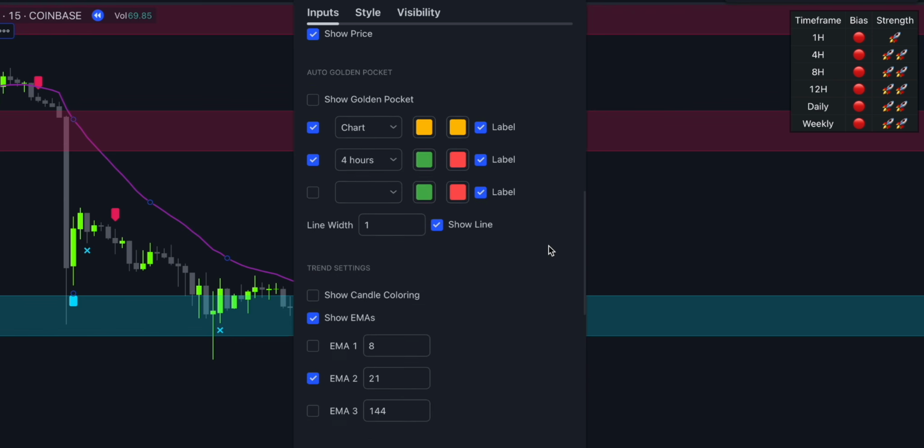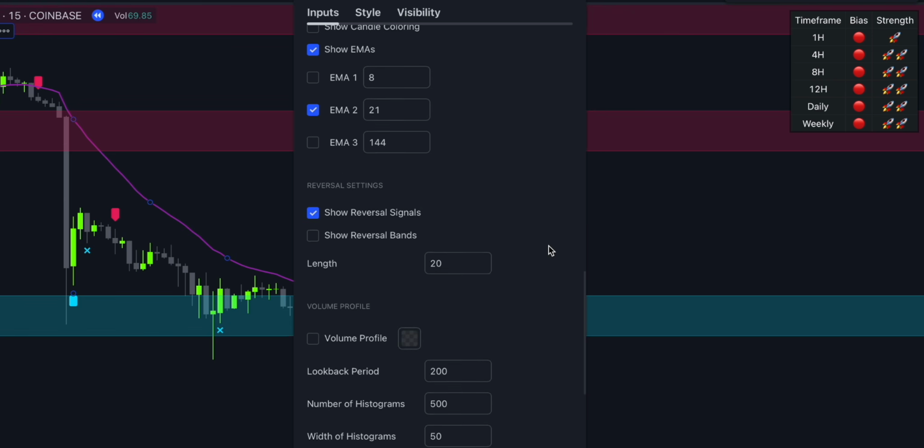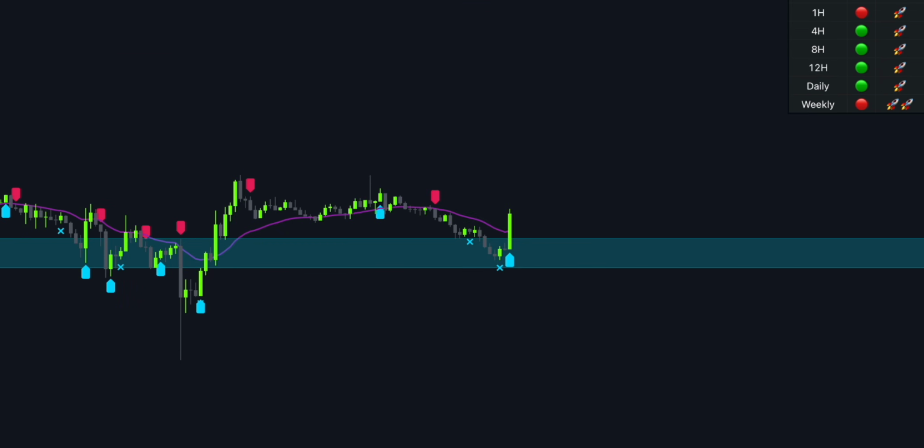By the way, you can customize every parameter in the indicator's inputs. Later in this video, I'll demonstrate how you can build the same setup. Before that, let's learn the rules for opening trades with this trading strategy. For a long trade to be initiated, the following conditions must be met.